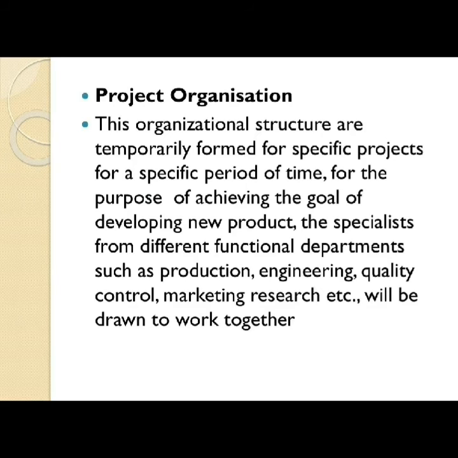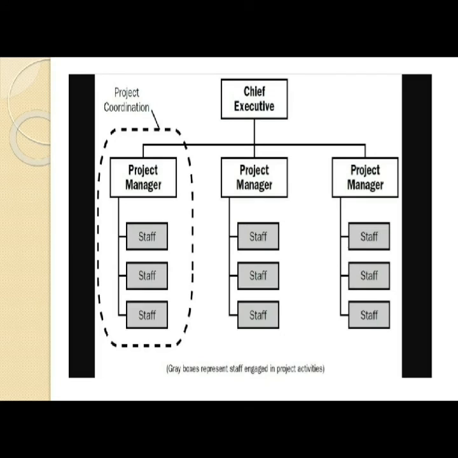And project organization is an organization structure temporarily formed for specific projects. It could be only for a specific time period and for achieving certain goals, and it always has a deadline and they have to work on it. So different people coming in from different functions can be in one team as a project team. If you see here, there is a project manager, and under them you have different staff working. There are different project managers for different projects, and all together they report to the CEO. This is a project design, and people from different functions may be involved in one project.